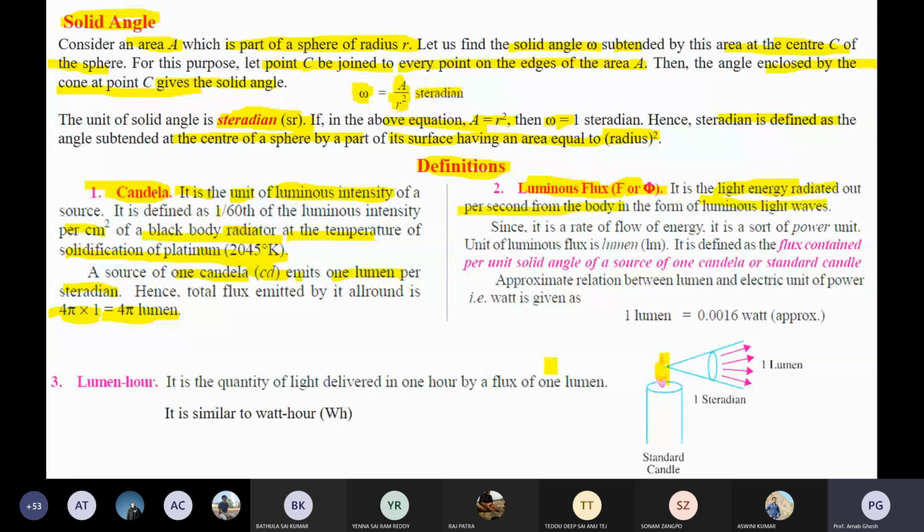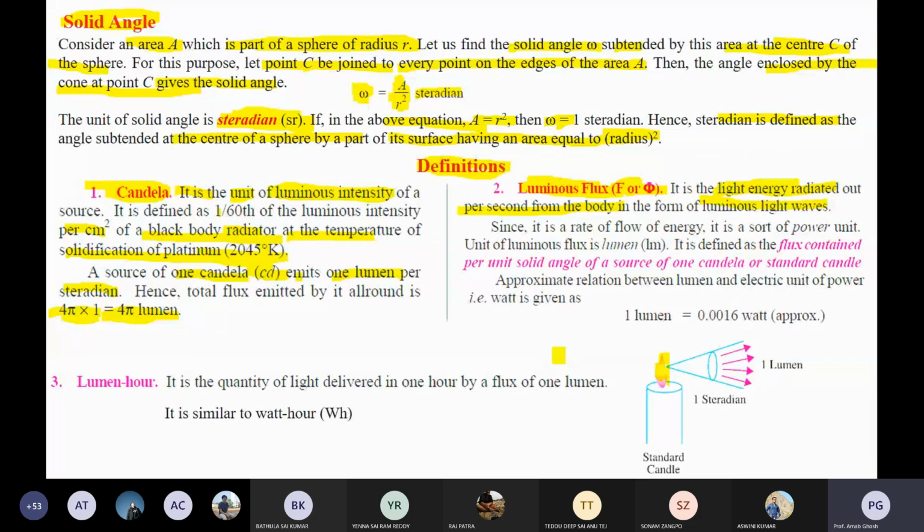Okay, illuminating elements, or you can say the body of the luminous light waves. So what is this? It is the light energy radiated out per second from the body in the form of luminous light waves. Since it is a rate of flow of energy. Why rate of flow? Basically, we are telling the light energy per second, so per second means it is a rate of flow of energy.